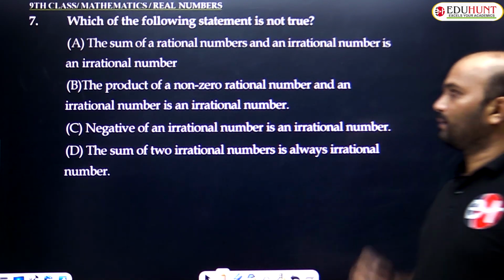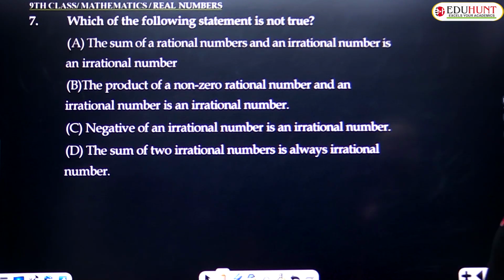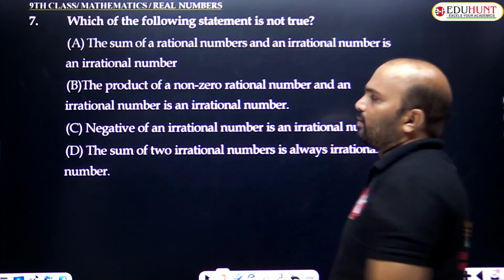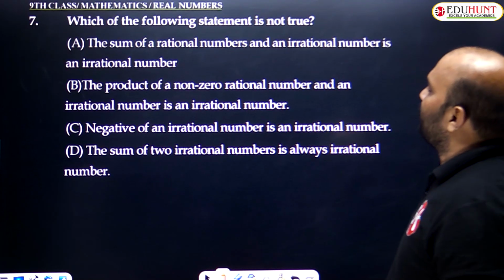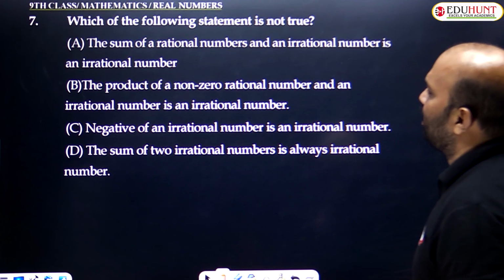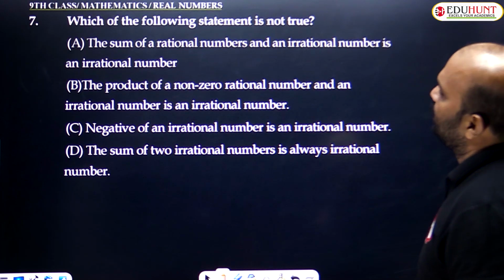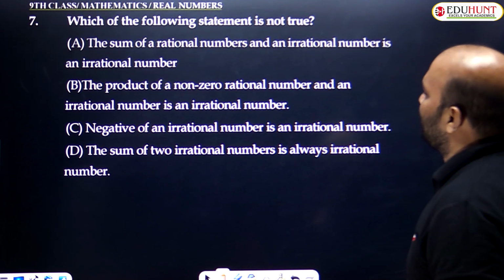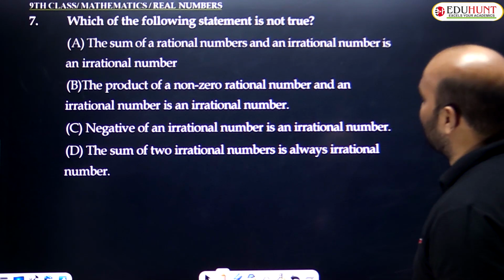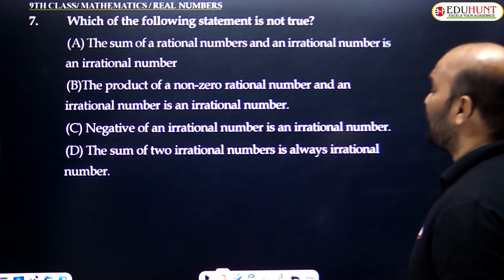Let's go to question number 7. Which of the following statements is not true? Very important question. Which of the following statements is not true? Option A, the sum of a rational number and an irrational number is an irrational number. So clearly we need to observe what is given. A rational number is nothing but p by q form. An irrational number means it is not in p by q form.